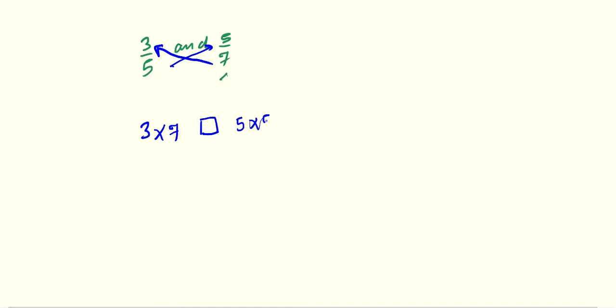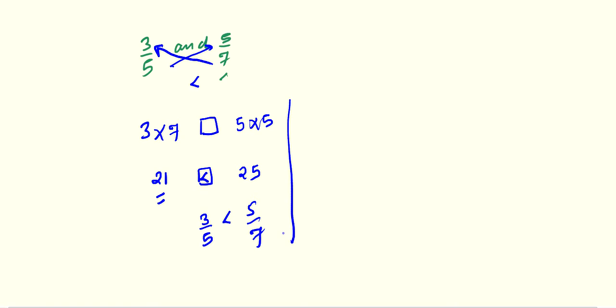Now the same question by another method. Okay, the question is 3 by 5 and 5 by 7. So in this method, we have to cross multiply. So you have to write 3 into 7, then you can use a box here, and 5 into 5. Now 3 sevens are 21 and 5 fives are 25. 25 is greater than 21. So in that condition, this 5 by 7 will be greater. So you have to write 3 by 5 is less than 5 by 7. This one is the second method.